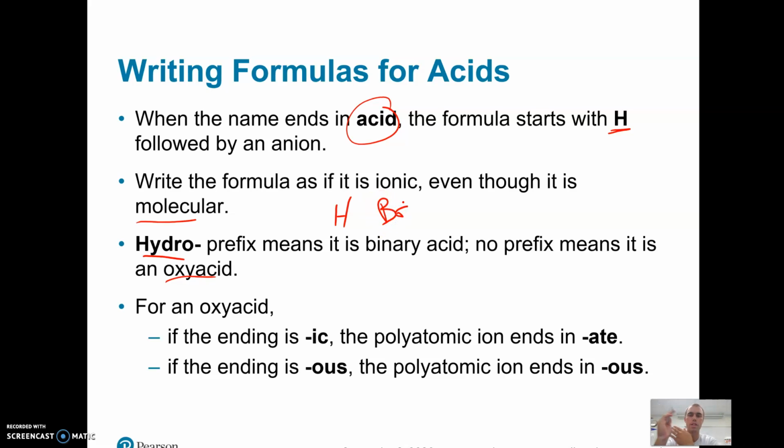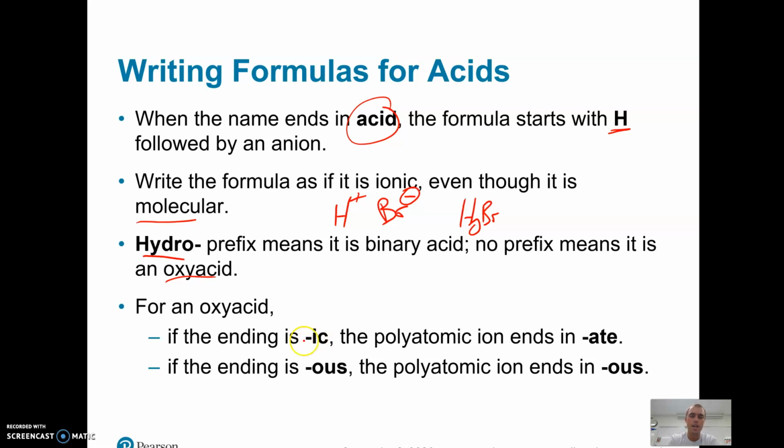Then we need to balance charges. H is +1, Br is -1. So hydrobromic acid would just be HBr. If we had something with a more negative charge, -2 or -3, then we would need to put a subscript down here under our H.